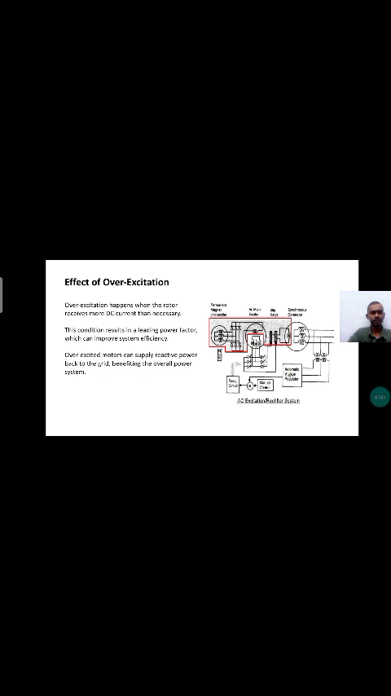Effect of over excitation. Over excitation happens when the rotor receives more DC current than necessary. This condition results in a leading power factor, which can improve system efficiency. Over excited motors can supply reactive power back to the grid, benefiting the overall power system.